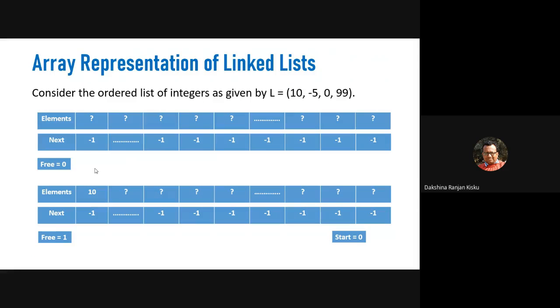So this is the array representation of a linked list. If we want to represent a linked list using arrays, we can use this mechanism where we consider two different arrays and two variables. One is called free, another is start. The elements array will contain the data part of the nodes of the linked list, and the next array will contain the integer values which represent the link part of the nodes in the linked list.